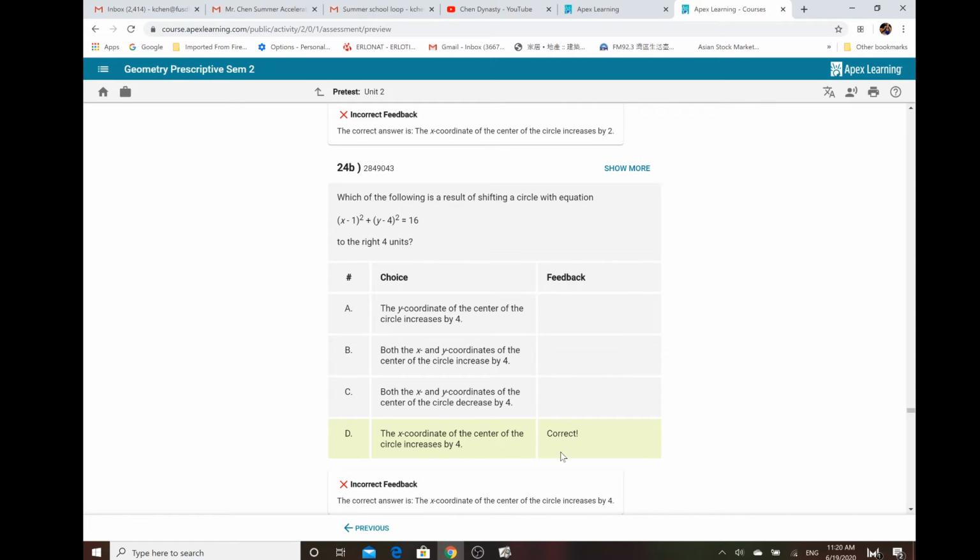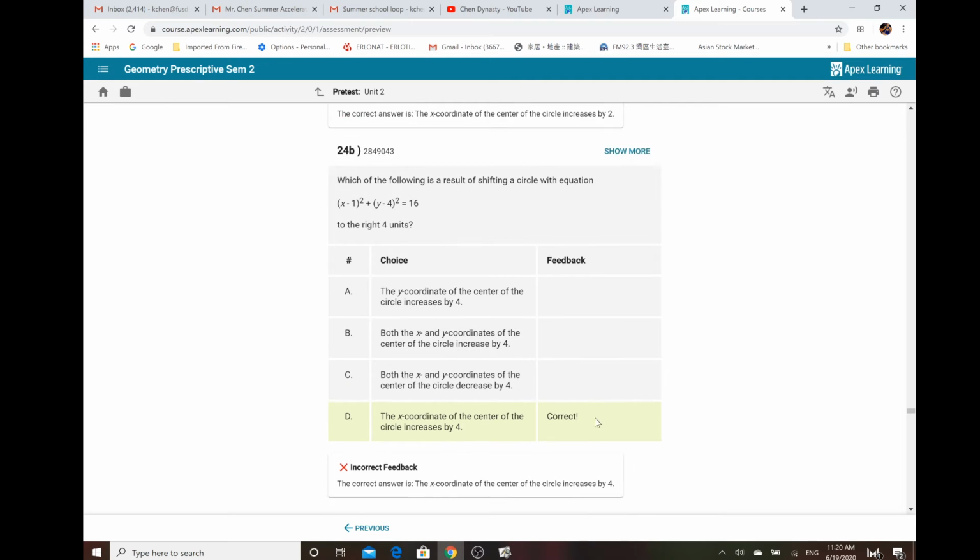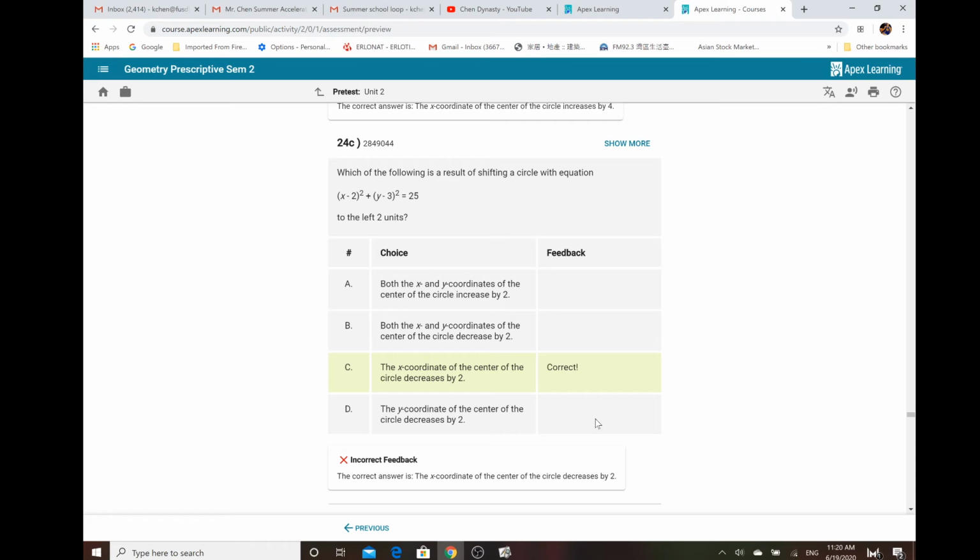So here's the next one. Right 4 units. So again, there's no change for the y value. It's just a change for the x-coordinate. So the x-coordinate of the center of the circle increases by 4. To the left, so that means decreases by 2.